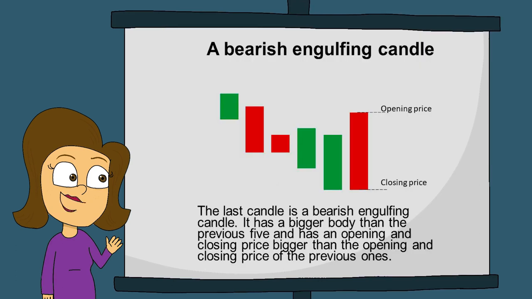The last candle is a bearish engulfing candle. It has a bigger body than the previous 5 and has an opening and closing price bigger than the opening and closing price of the previous ones.